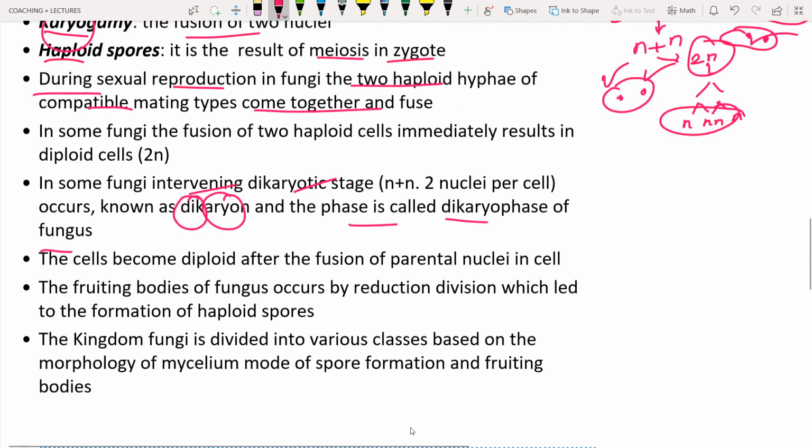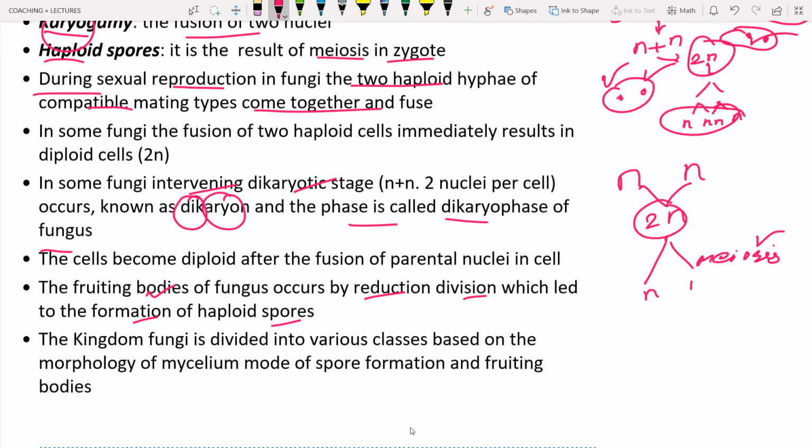What is meant by diploid? This is known as haploid. N means haploid. This N and N will fuse together, leading to the formation of 2N, which is known as diploid. The fruiting bodies of the fungi occur by reduction division, which leads to the formation of haploid spores. Reductional division means meiosis. Meiosis is also known as reductional division. As a result of this meiotic process in the zygote, leading to the production of haploid spores, the 2N will turn into N, N, N and N. So this is the process.